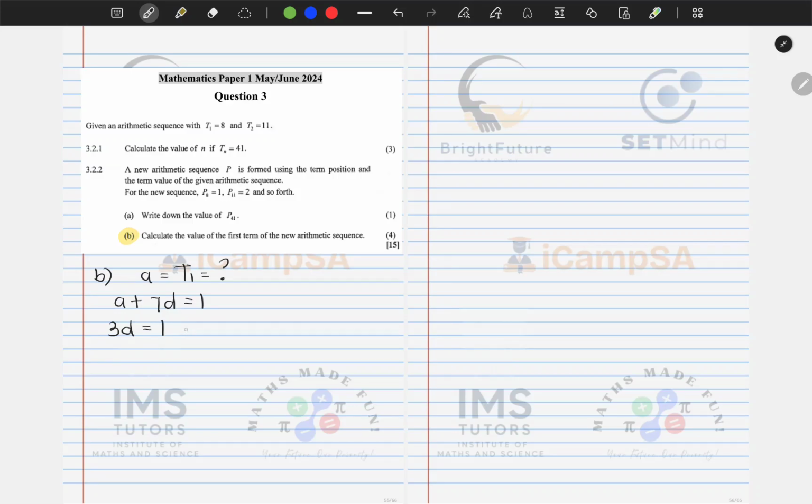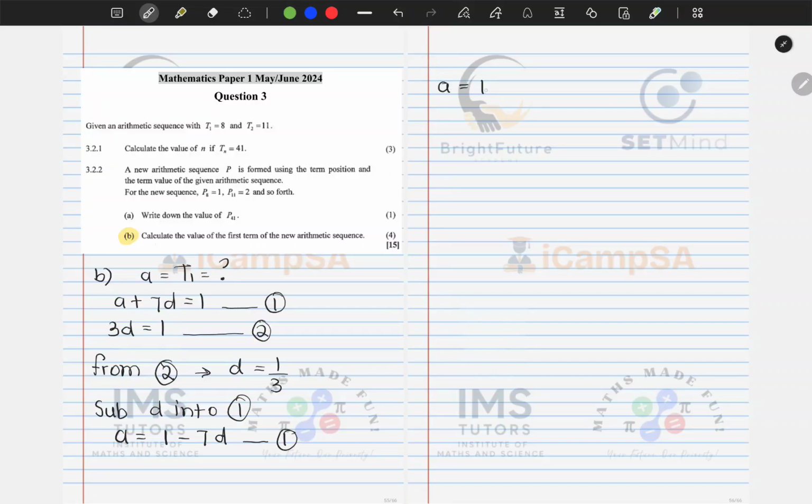Which means we can actually solve for a. If we take this as equation 1 and this as equation 2, from equation 2 we can go ahead and solve for d. So d will just be 1 over 3. Then we are going to sub d into equation 1. If you look at equation 1, you can make a the subject by having 1 minus 7d, and this is still equation 1. So let's go ahead and substitute.